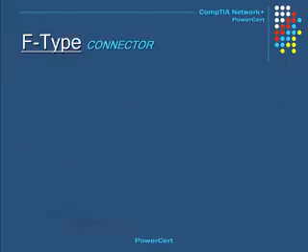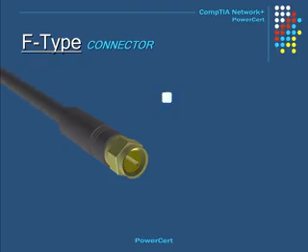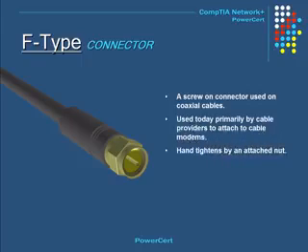Now this connector is called the F-type. Now this is a threaded connector typically used on coaxial cables. These are primarily used by cable providers to attach to cable modems. The F-type hand tightens by an attached nut.